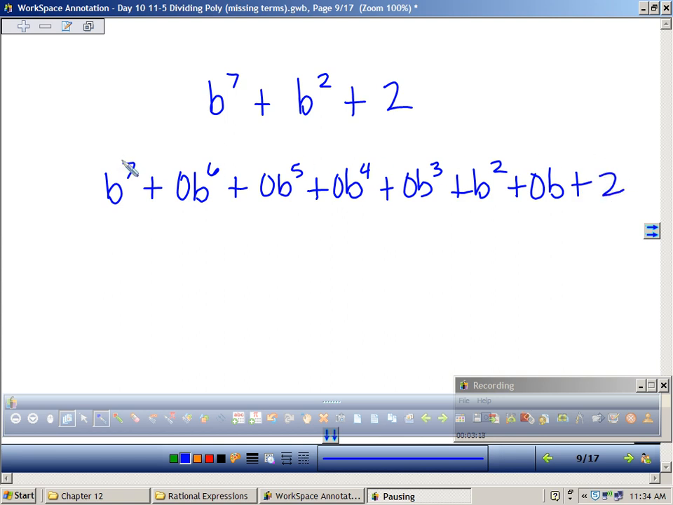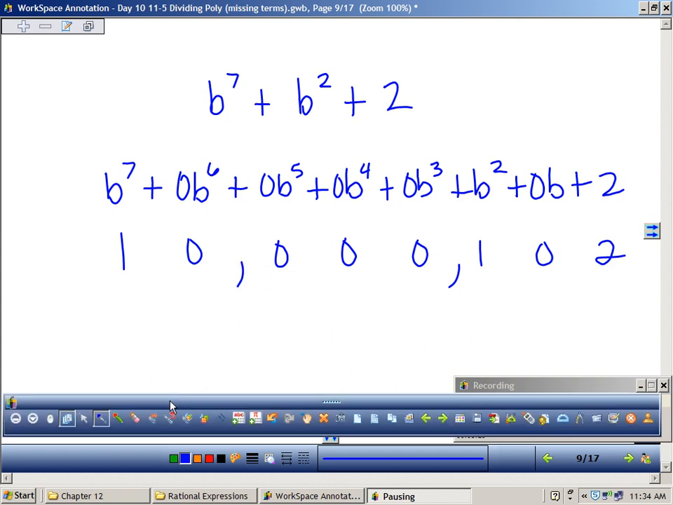If I were to put this in place value, this number would be 10,000,102. It's not just b to the 7th plus b squared plus 2. It's b to the 7th plus nothing with an exponent of 6 and nothing with an exponent of 5. Those are place values in math. You don't normally write it like that.